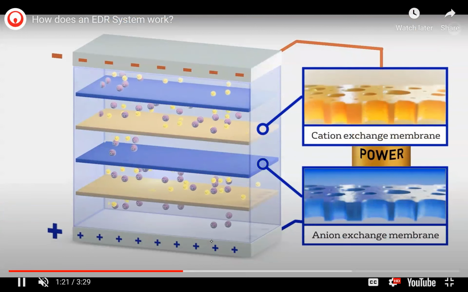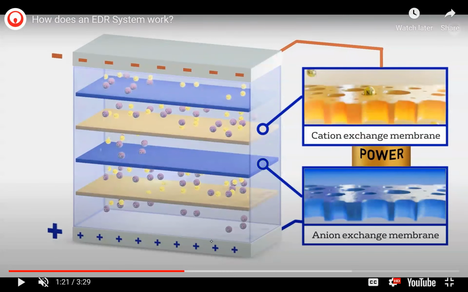Cl minus is passing, and then you can see in the next chamber, see in this figure only, in the brown colored surfaces Na plus is passing, and in the blue colored surfaces Cl minus is passing. In the blue colored anion exchange membrane, Na plus is rejected, it is repelled, it is not passing the positively charged ion.